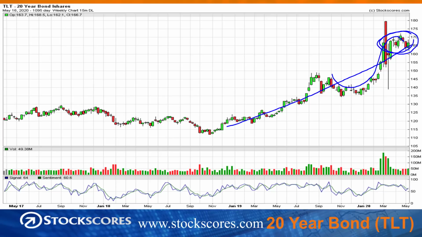Interest rates are low. No sign that they want to go any lower. No sign that they want to go any higher. We're just stuck in a sideways range right now, but I don't see higher rates in the horizon anytime soon.